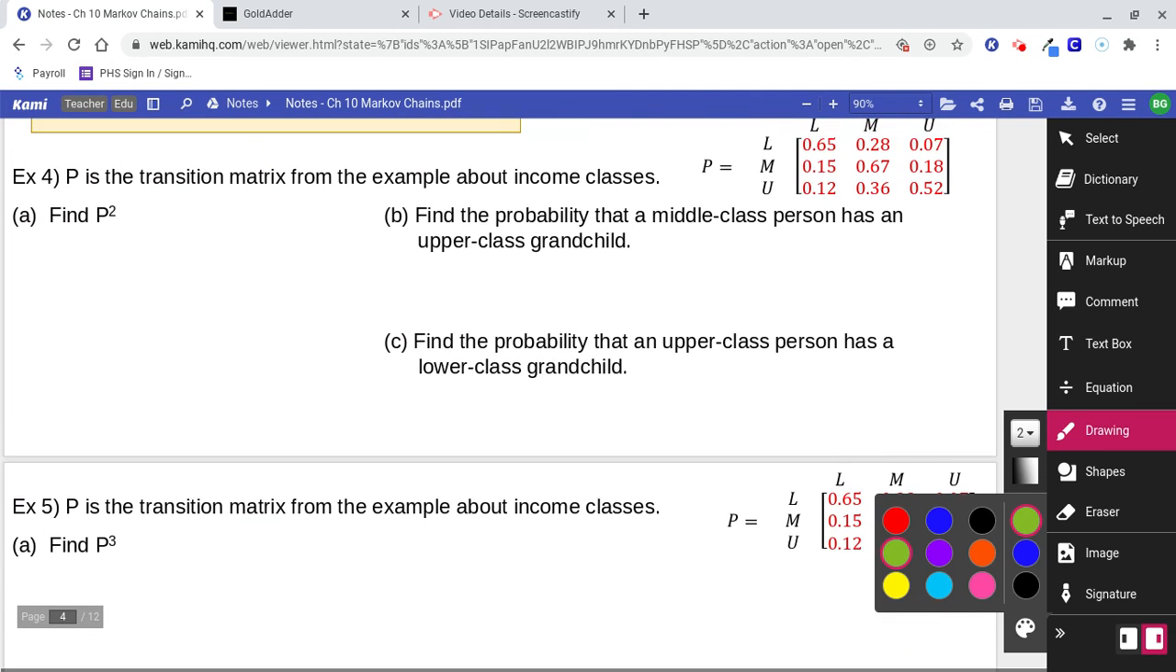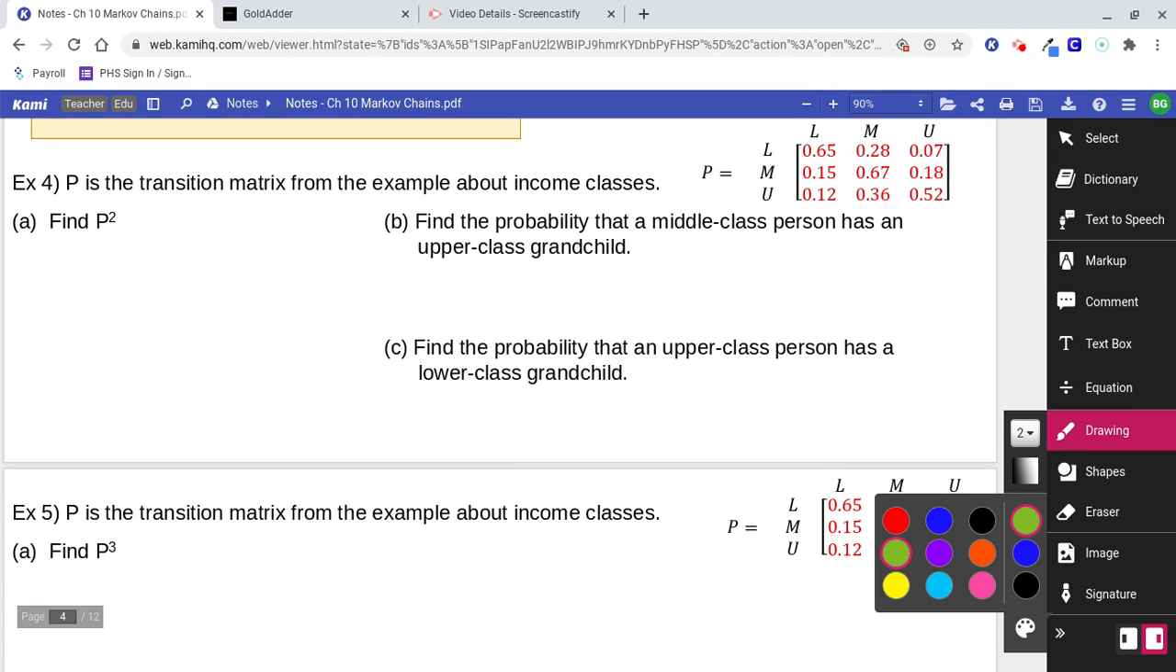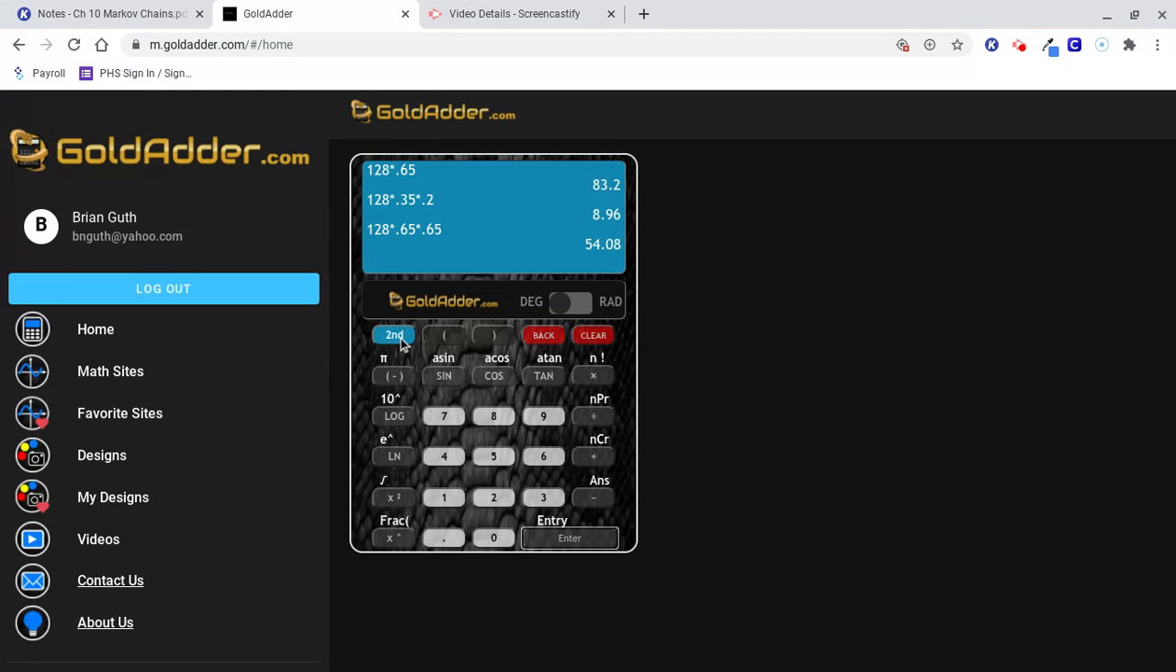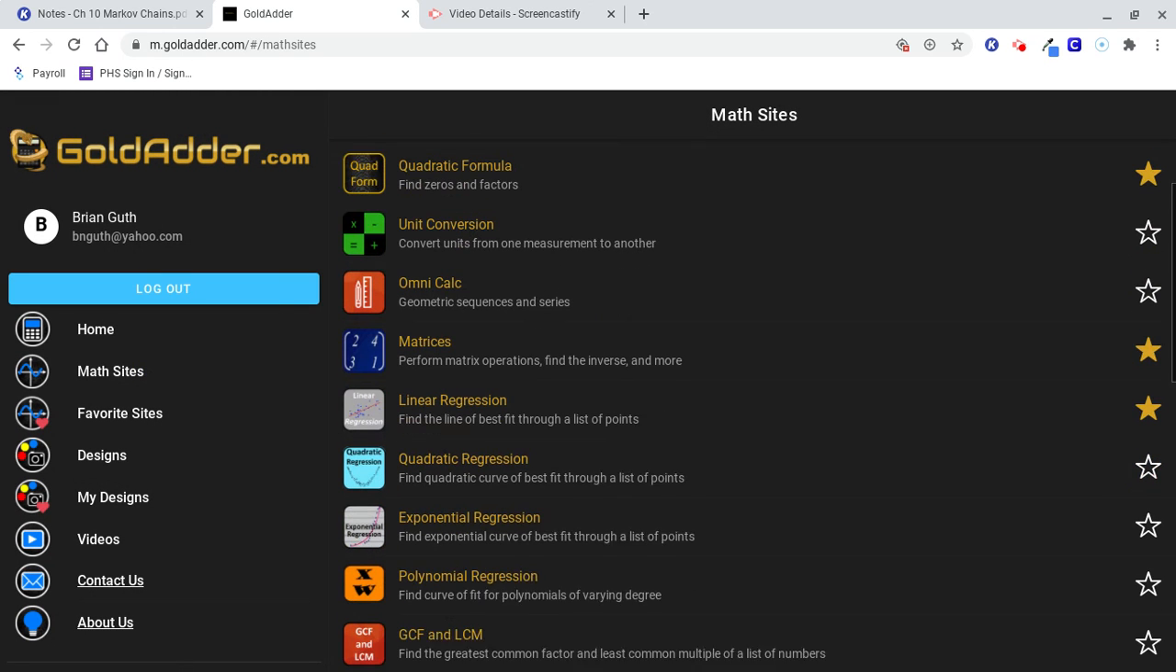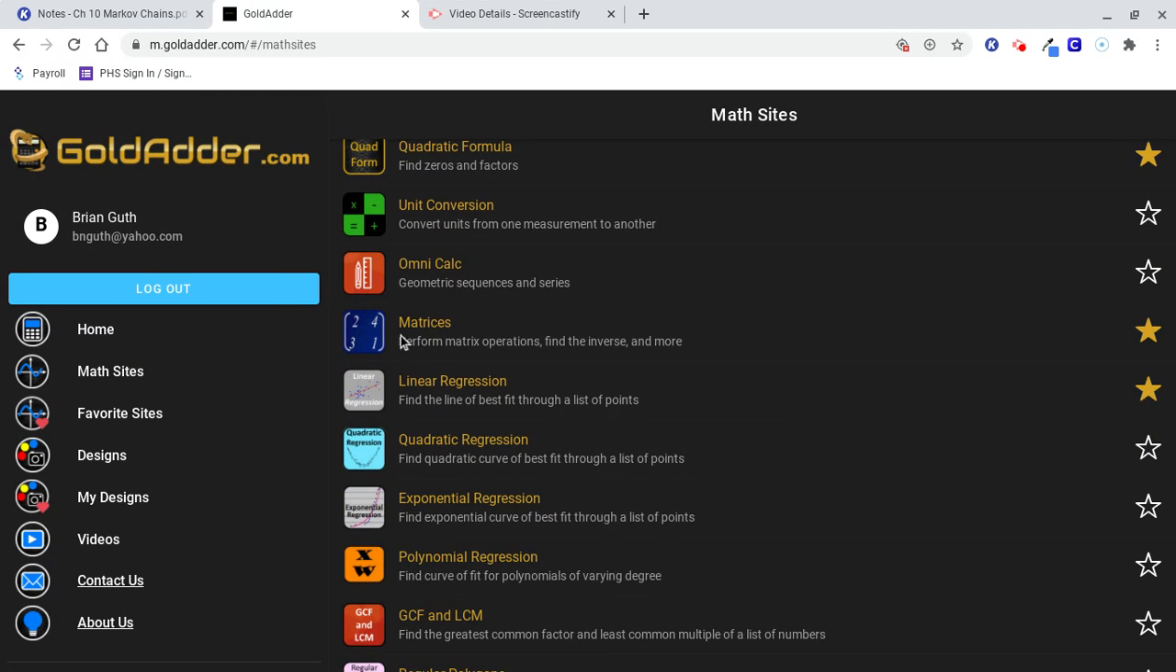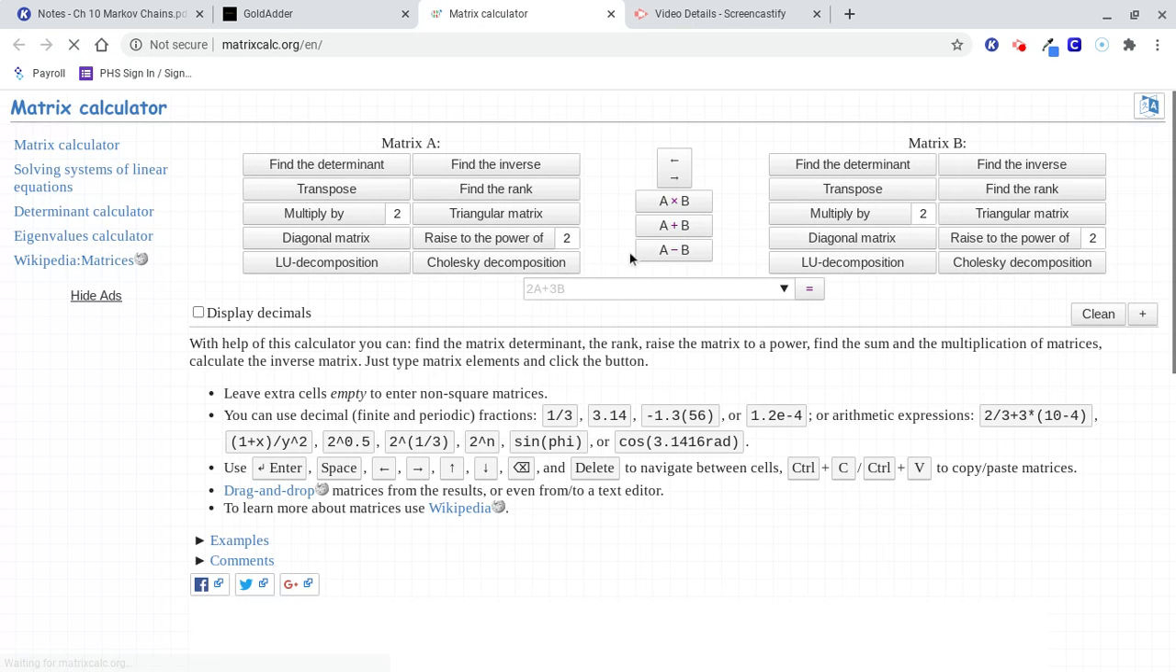So we've got this transition matrix, and part A says find P squared. So you want to get some sort of matrix calculator because you don't want to do this by hand. If you had to do it by hand, you'd take the matrix and write it twice, and you'd multiply rows times columns. It's kind of a pain with all the decimals. So trust me on this one. Find a matrix calculator. Here's one. This is a good one.